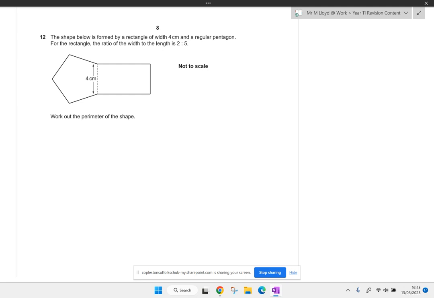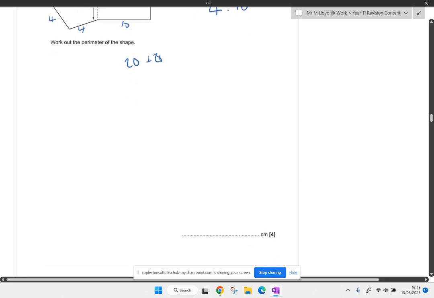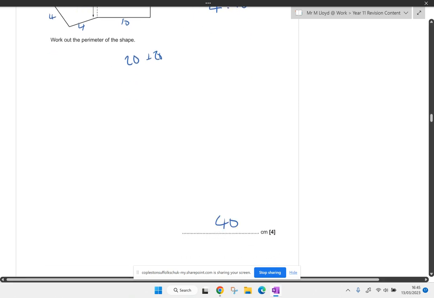The shape below is formed by a rectangle of width 4 centimeters. So I'm going to put a 4 there, and a regular pentagon, which means that these are all 4 as well. The ratio of the width to the length is 2 to 5. So 2 to 5 means we've got 4 to 10 perimeter. So I've just got to count it up now. So that's 20. 4, 8, 12, 16, 20. It looks like we've got 40. And we're done. That was very quick, 4 marks.